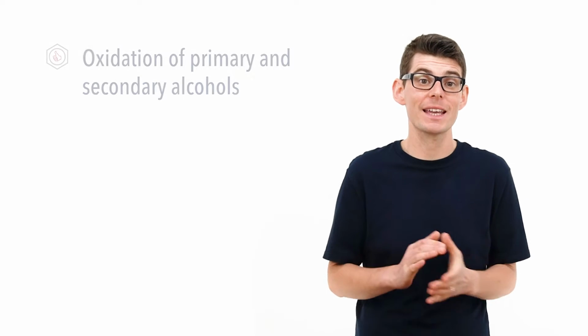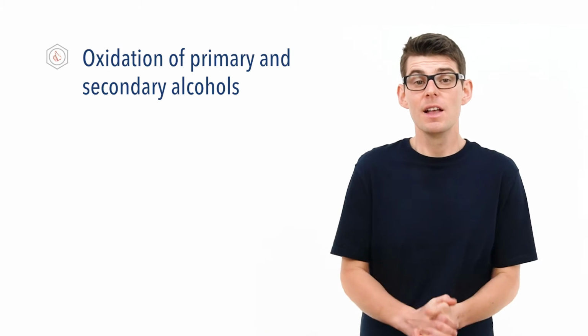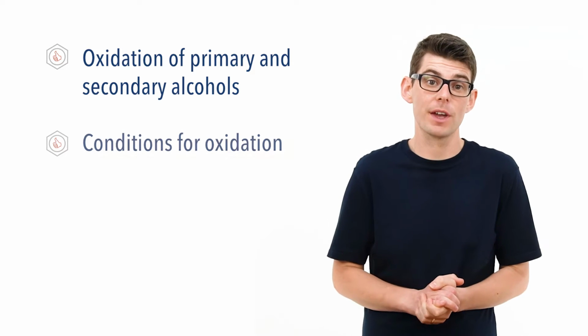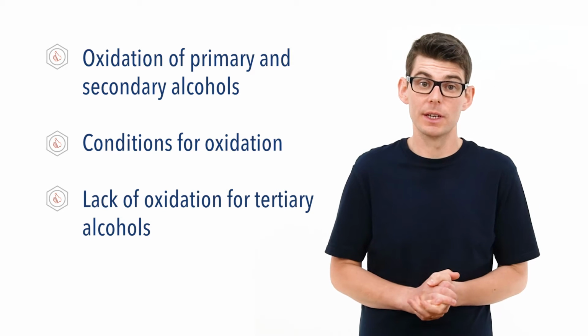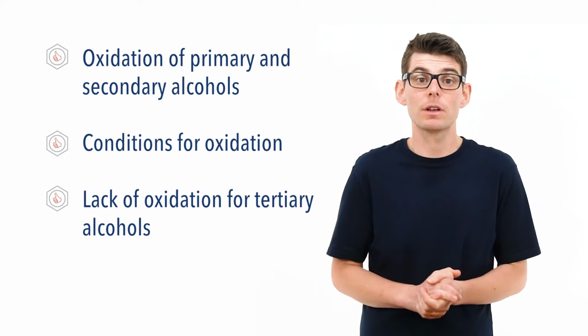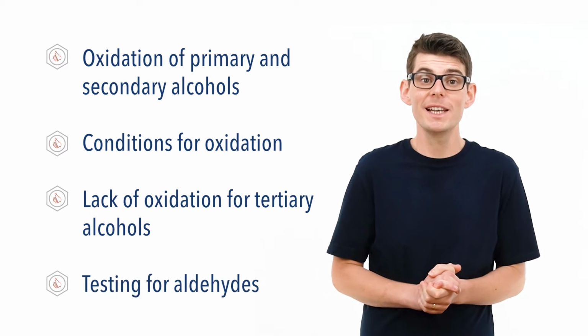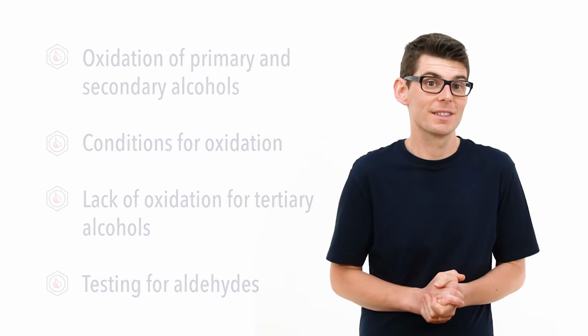In this video, we're going to look at the oxidation of alcohols. We're going to talk about what happens when primary and secondary alcohols are oxidized, the conditions needed for such reactions, and why tertiary alcohols are unable to be oxidized. Testing for aldehydes using Tollens reagent or Fehling solution is also discussed.